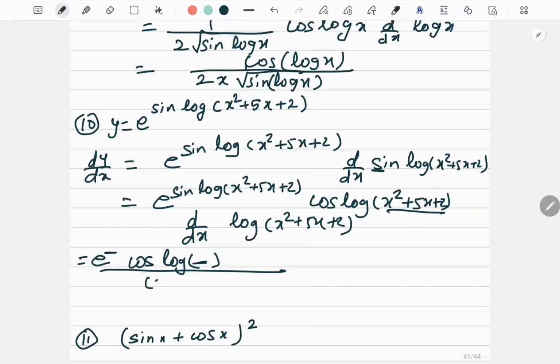Upon x square plus 5x plus 2, because log x differentiation is 1 by x. And then in bracket d by dx of this whole thing. And what is d by dx of this whole thing? 2x plus 5. That's it.